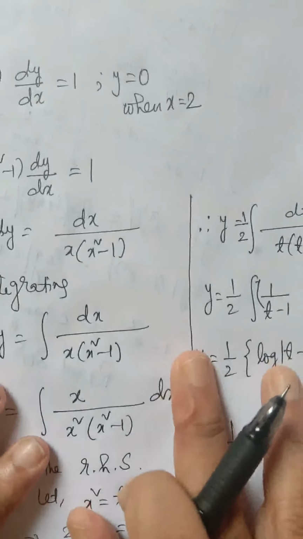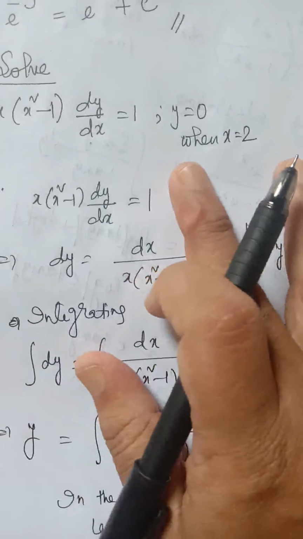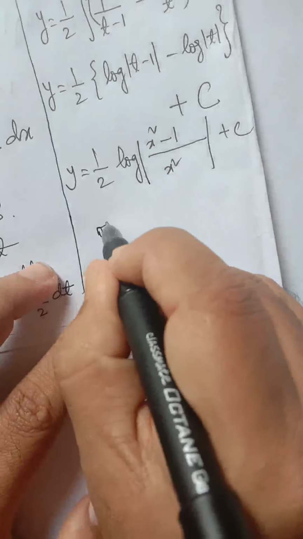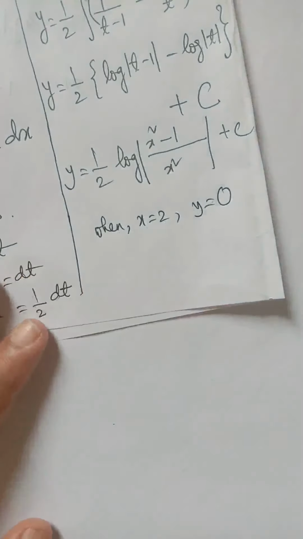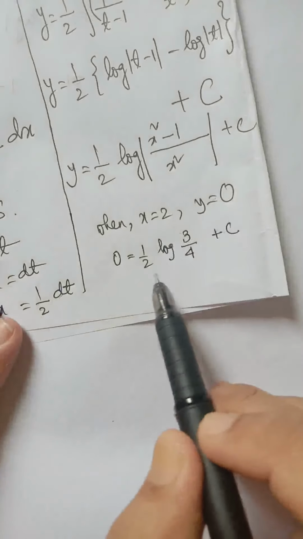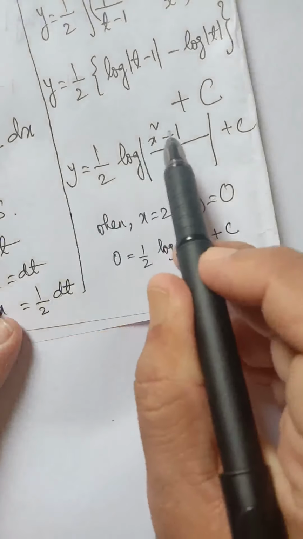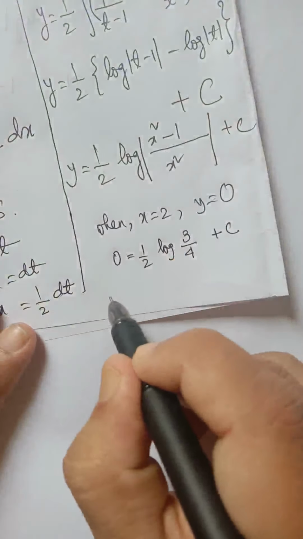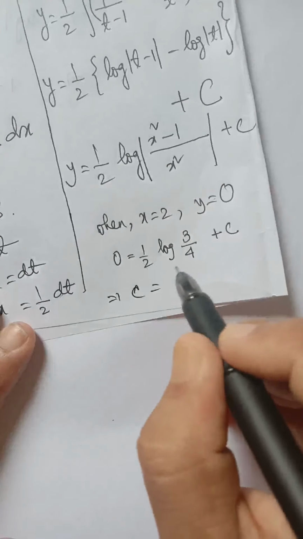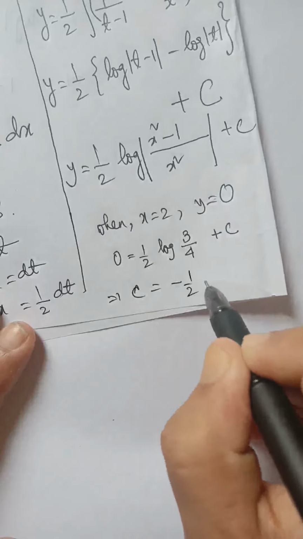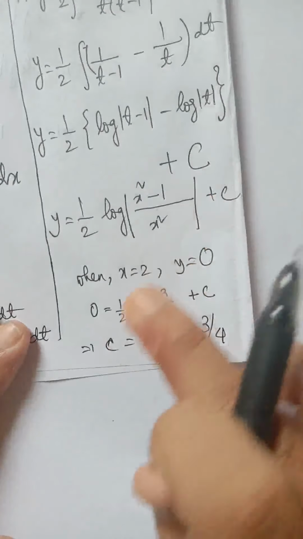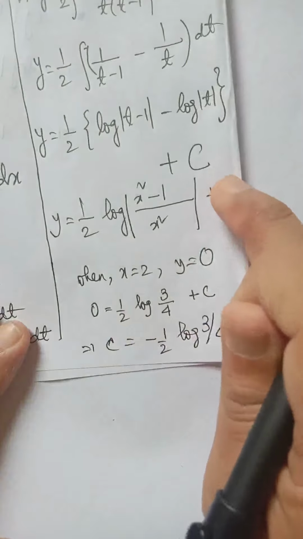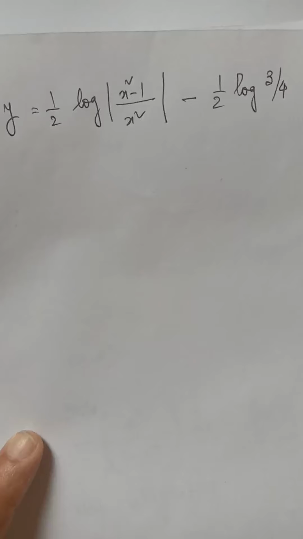Now given y equal to 0 when x equal to 2, putting x equal to 2 and y equal to 0, we get this relation: 0 equal to half log 3 by 4 plus c, and c equal to minus half log 3 by 4. Now putting this value of c in this relation, we will get the particular solution. And so this is the particular solution.